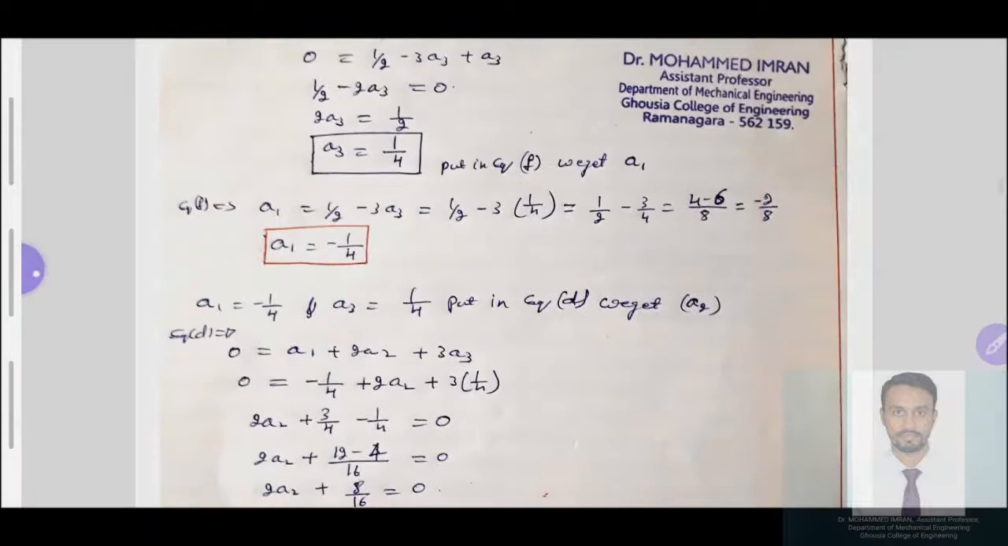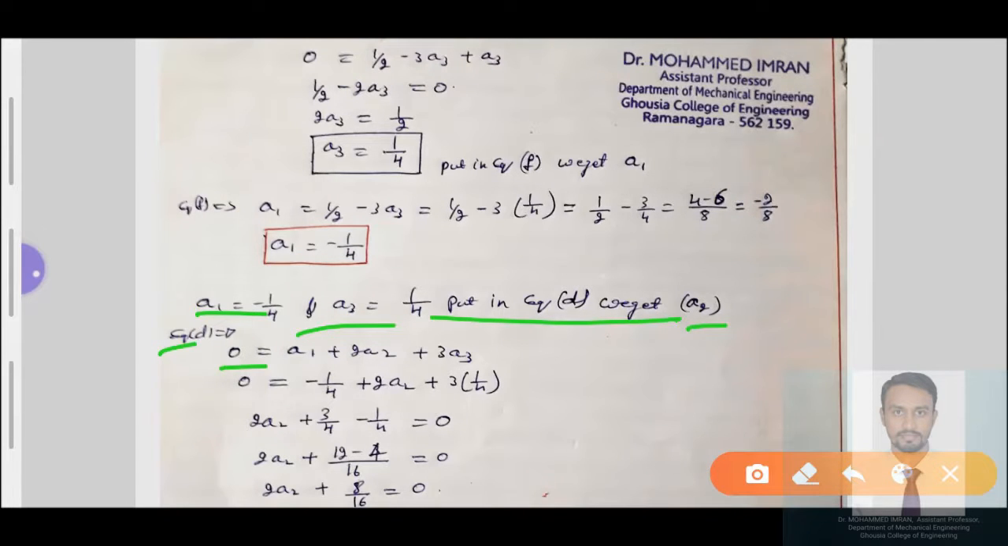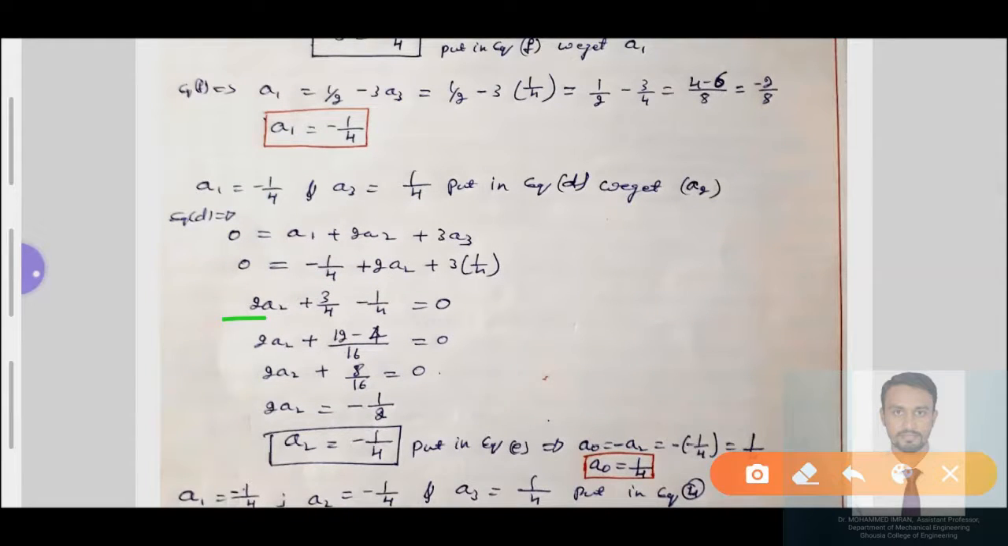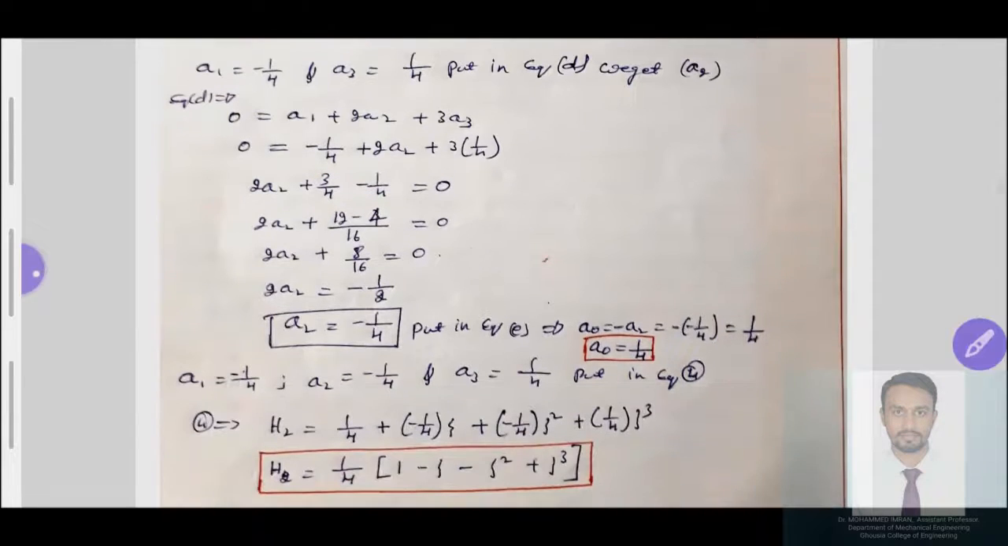So similarly, we have here a1 is equal to minus 1 by 4, a3 is equal to 1 by 4. Substitute those values in equation number D, we get a2. Equation number D becomes 0 is equal to a1 plus 2a2 plus 3a3. 0 is equal to a1 value minus 1 by 4, plus 2a2 as it is, plus 3 into 1 by 4. Then rearrange this equation. We have 2a2 plus 3 by 4 minus 1 by 4 is equal to 0. Then we will rearrange this equation. We'll have the a2 value. a2 is equal to minus 1 by 4.